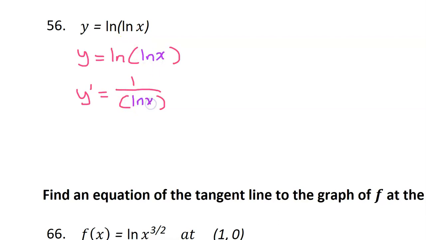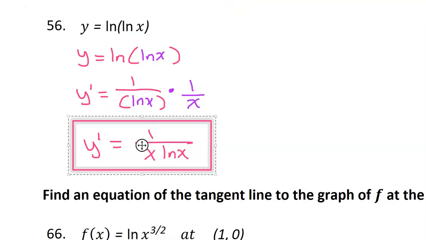So because there's something extra inside the parentheses, it's the chain rule, and we have to multiply by the derivative of the stuff inside. But again, the derivative of natural log x is 1 over x. So that's what we multiply by. We could clean this up a tiny bit by writing 1 over x natural log x. So that's the answer.